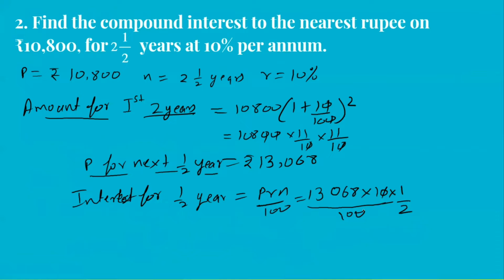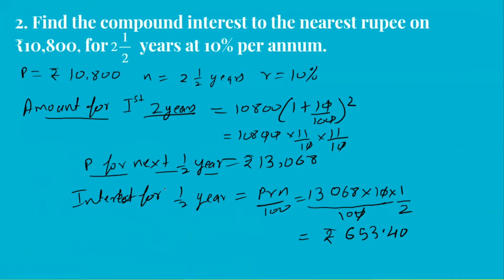So simplify this. On simplifying, you can just do 13,130.68 and divide by 2, and you get rupees 653 and 40 paise. So this is the interest for half year, right? Now you have to find the interest for 2.5 years.